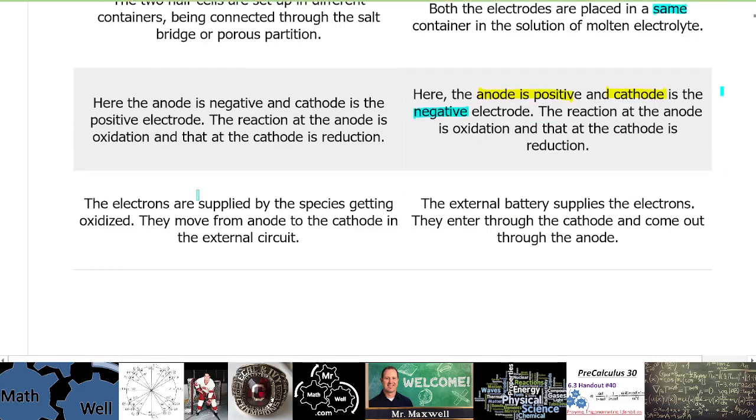And finally, another important point, the electrons are supplied by the species getting oxidized. They move from anode to cathode in an external circuit. And here in the electrolytic cell, the external battery or electrical supply from the wall or whatever supplies the electrons. They enter through the cathode and come out through the anode.